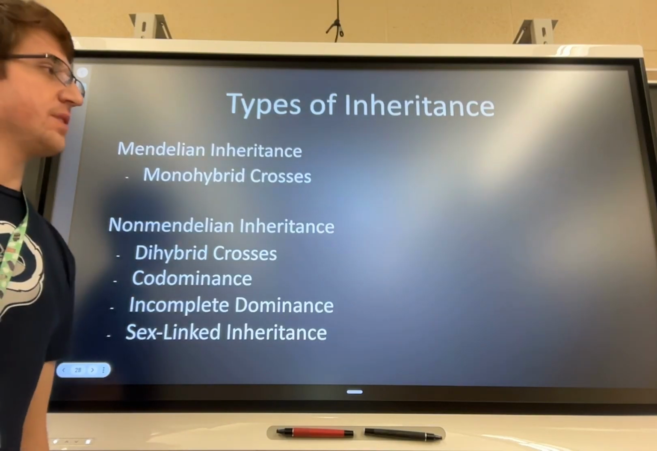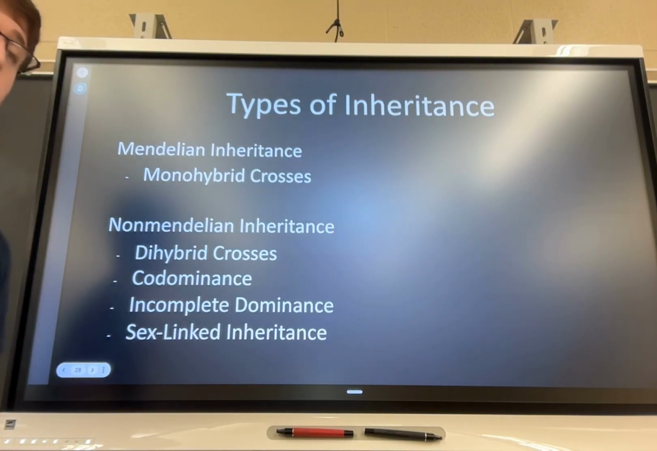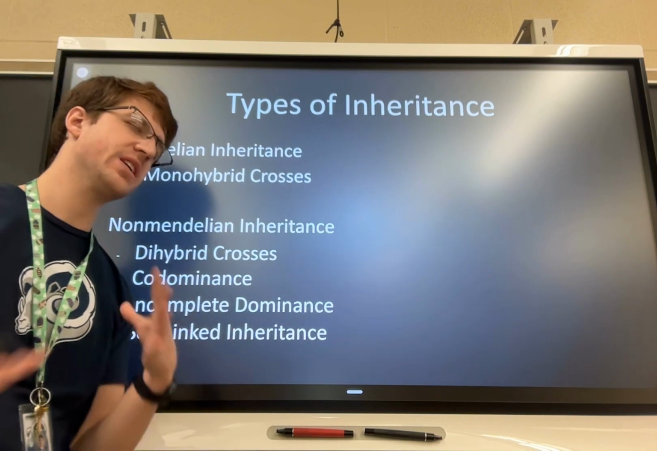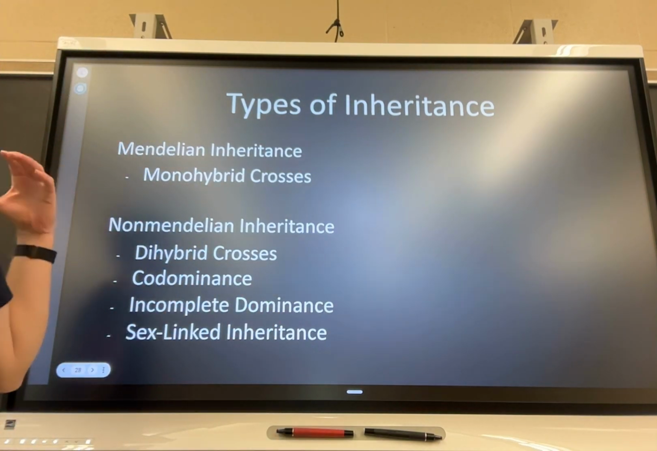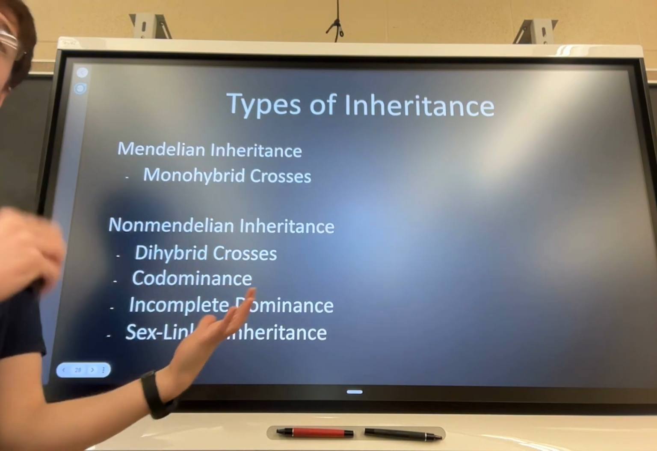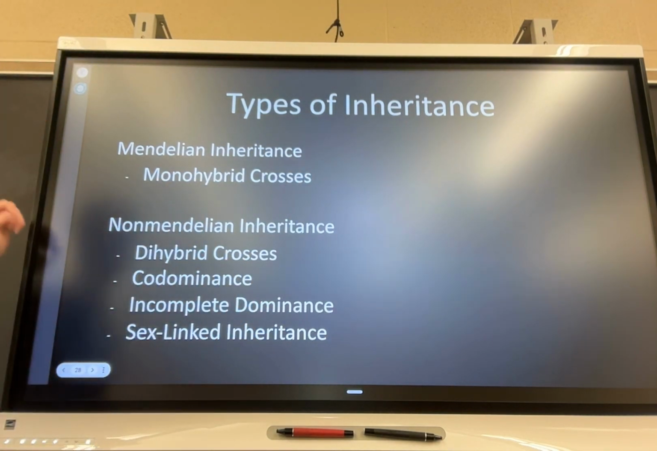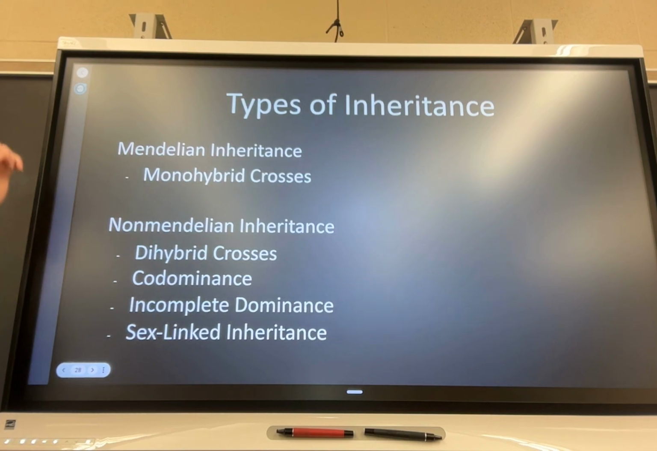So in this video, we're going to be talking about the types of inheritance. We're going to be going over Punnett squares, pedigrees, and how they help us to determine what our offspring are going to look like or how traits are going to be passed down over time. The types of inheritance we're going to talk about are both Mendelian and non-Mendelian inheritance.